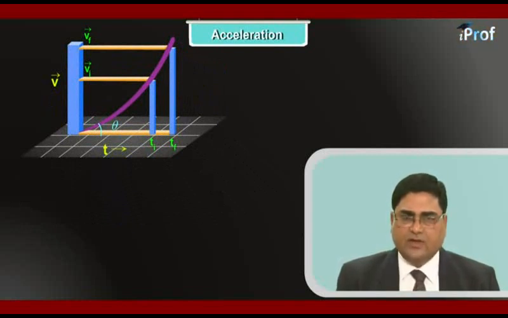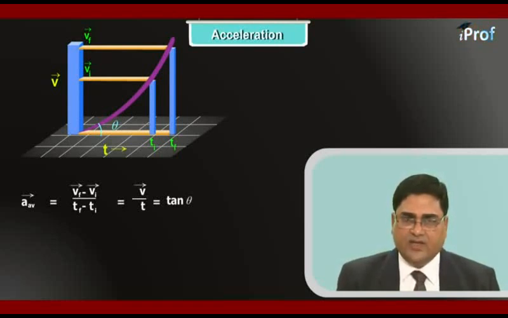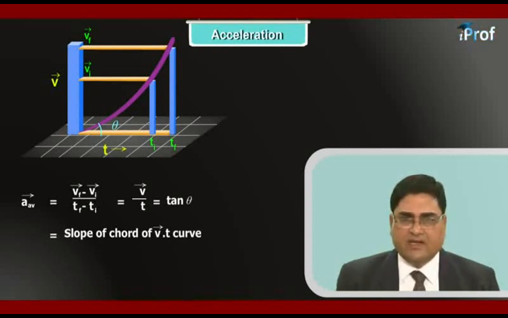We are defining average acceleration between t initial and t final. Since velocities at t initial and t final are v initial and v final respectively, the average acceleration between t initial and t final is equal to v final minus v initial divided by t final minus t initial. That is equal to delta v vector upon delta t, which is equal to tan theta, the slope of the chord of the velocity time curve between the given time limits. So whenever average acceleration is to be defined, the time interval needs to be specified.